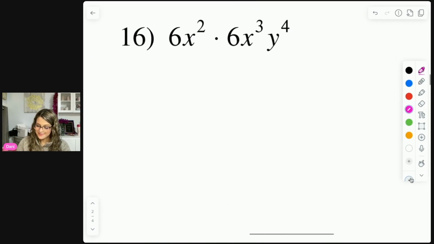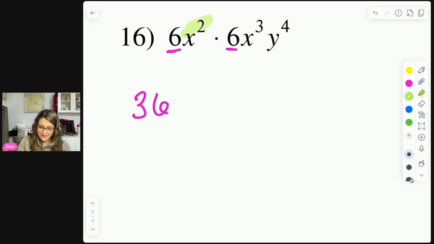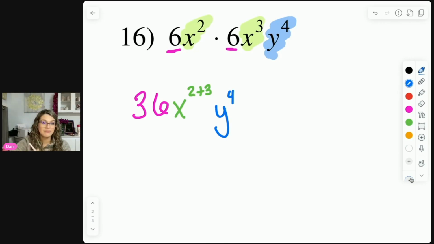And again, be brave. Try this solo, okay? So we have 6 and 6 is 36. Let's do some highlighting here. We have our X's. Then we just have this one cute little Y over there. So we have, oops, I wanted to do that in green. So we have X squared and X cubed. And then Y to the fourth doesn't have anybody, so it's just going to come right on down. All right. So we get 36 X to the fifth, Y to the fourth.